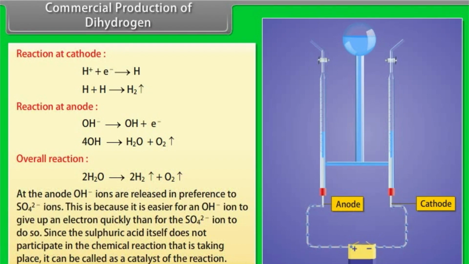At the anode, OH- ions are released in preference to SO4 2- ions. This is because it is easier for an OH- ion to give up an electron quickly than for the SO4 2- ion to do so. Since the sulfuric acid itself does not participate in the chemical reaction that is taking place, it can be called a catalyst of the reaction.